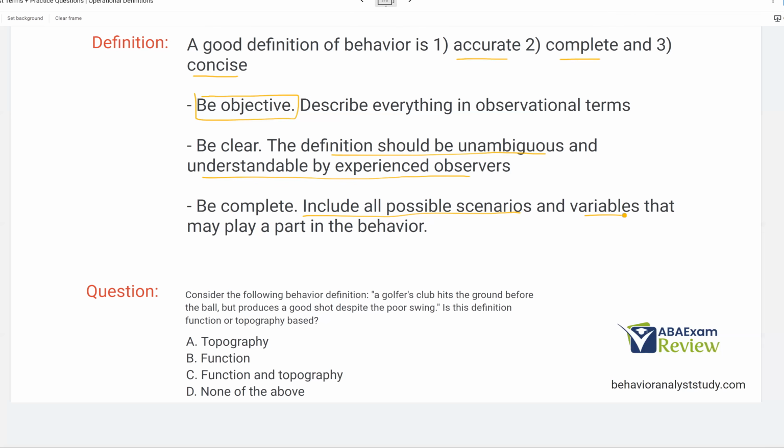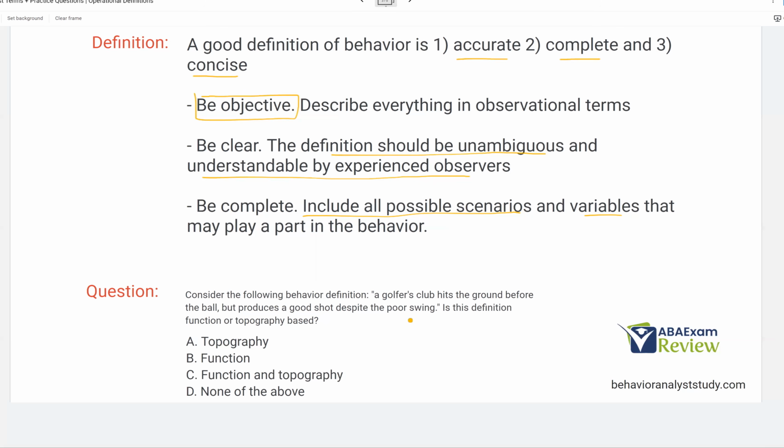This is not overly complicated, but it does take work. It takes effort and it takes focus. People tend to get very lazy in their behavioral definitions. Don't be lazy in the behavior definitions. That's when you end up with team members reinforcing the wrong things, punishing the wrong things, shaping the wrong topographies, and it's just a mess. Be objective, be clear, and be complete.